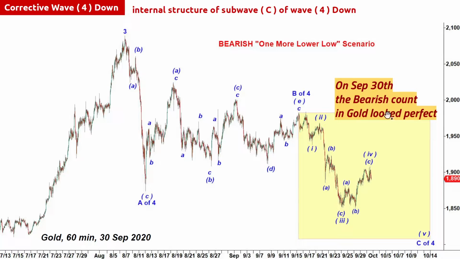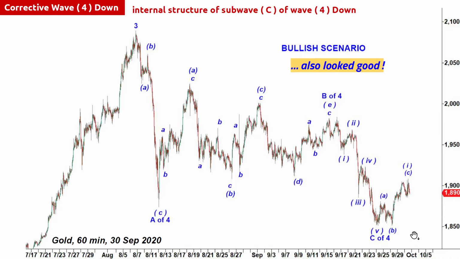On September 30th, the bearish count in gold looked perfect. We got an ABC bounce, and that bounce stopped well under the critical resistance. And the microstructure of that subwave C of wave 4 actually demanded one more push down. And everybody agreed, almost everybody, that we needed to get one more lower low, and so many traders were shorting that bounce because we expected another push lower.